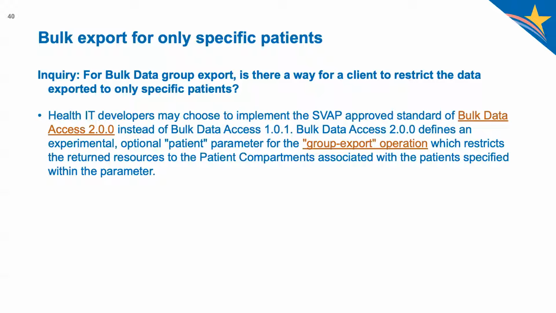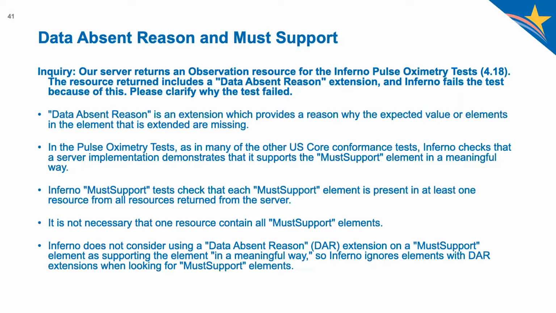Next slide, please. Okay, this inquiry is around bulk data export for only specific patients. So for bulk data group export, is there a way for a client to restrict the data exported to only specific patients? Health IT developers may choose to implement the SVAP approved standard of bulk data access 2 instead of bulk data access 1.0.1. And bulk data access 2 defines an experimental and optional patient parameter for the group export operation, which restricts the returned resources to the patient compartments associated with the patients specified within the parameter.